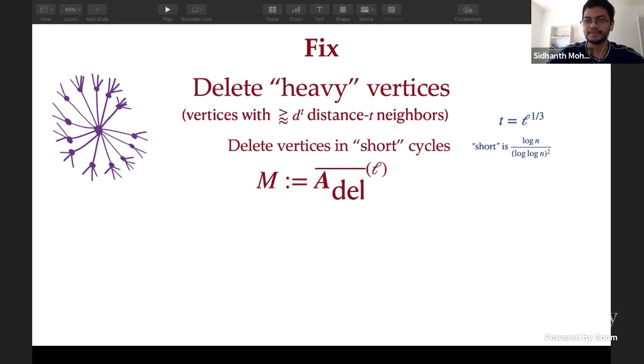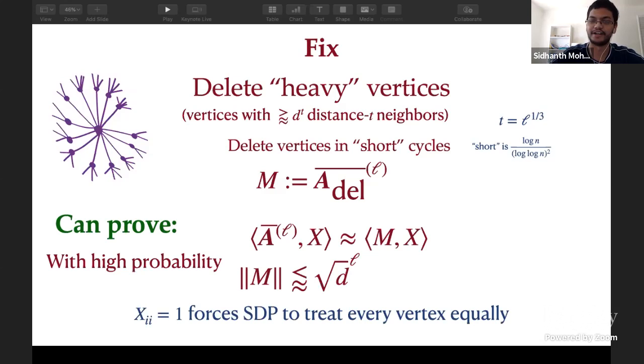And what we're going to do is delete a small number of vertices from the graph. By the way, notice that this is just something for the analysis. So let me define M to be the Lth non-backtracking power of the adjacency matrix of the graph where certain bad vertices will be deleted.